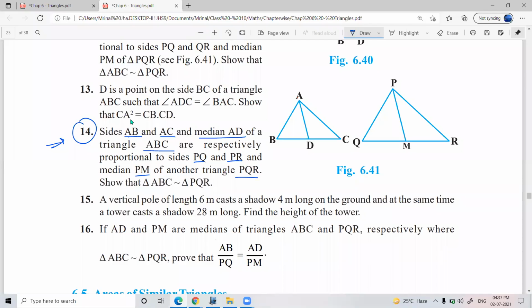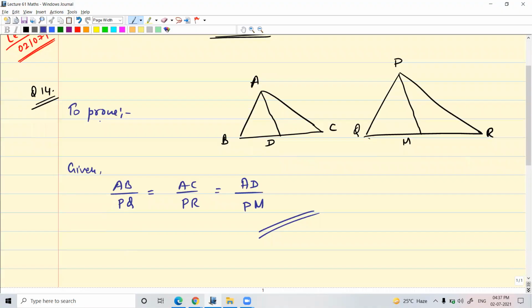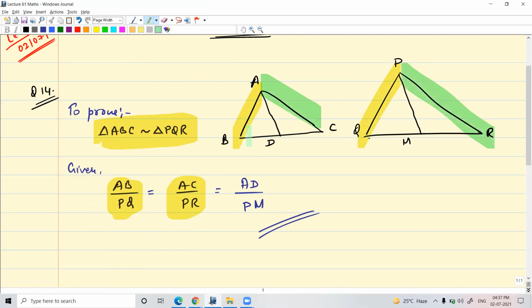And what are we supposed to prove? Yes, sir. ABC is similar to PQR. Okay. To prove this, see, two of the sides are already known, right? These two are already in proportion. AB by PQ is in proportion with AC by PR. What else do I need to prove that this triangle is similar?